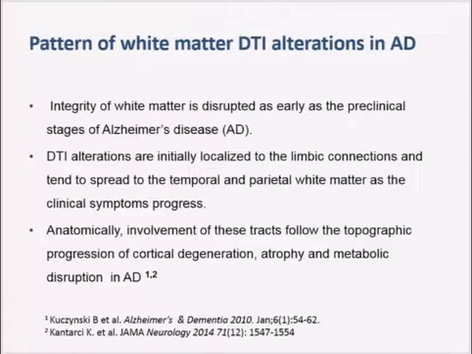Now, for this part of my talk, the summary is that the integrity of white matter is disrupted as early as the preclinical stages. And these DTI alterations are initially localized to the limbic connections and tend to spread to the temporal and parietal white matter areas as the clinical symptoms progress. Anatomically, involvement of these tracts follows this topographic progression of cortical degeneration, atrophy, and metabolic disruption in AD, starting from the medial temporal lobes and spreading to other temporal and parietal areas.